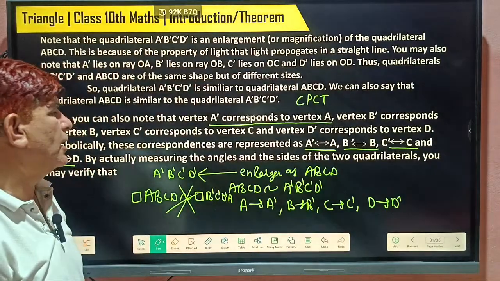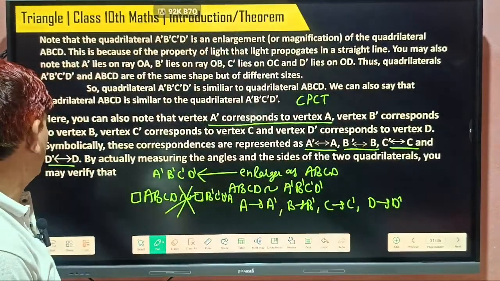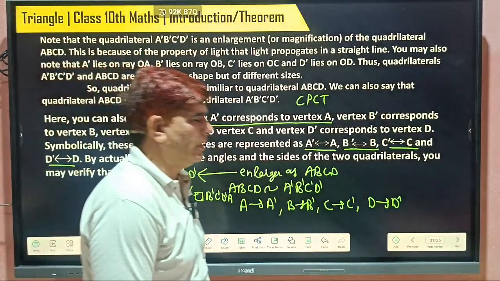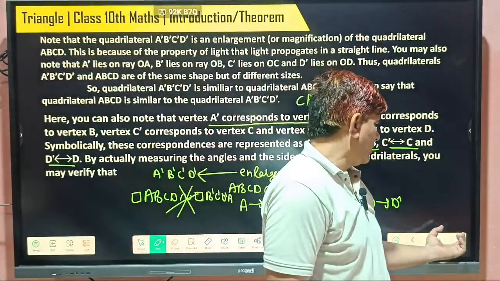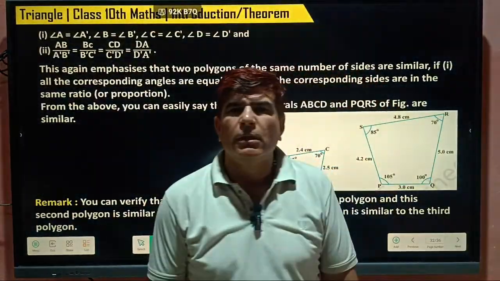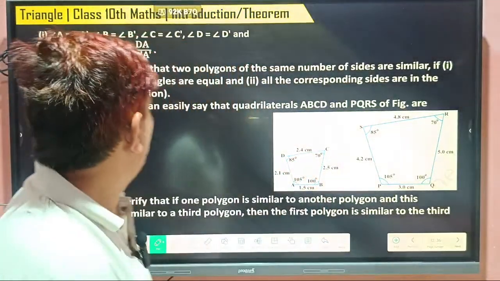By actually measuring the angles and the sides of the two quadrilaterals, you may verify that both are similar. So one example is given.